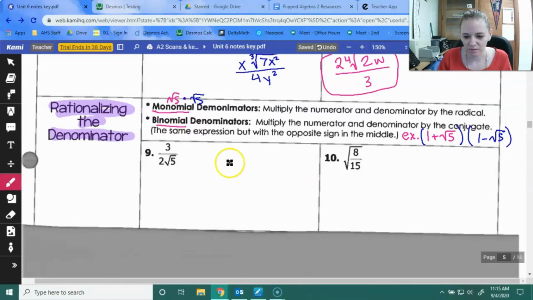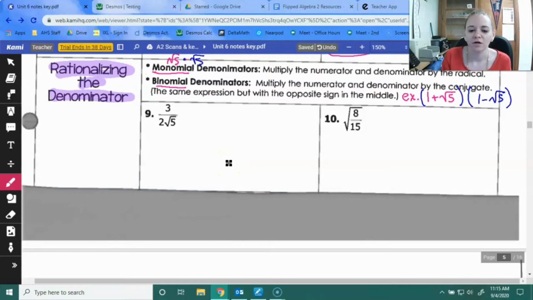Alright, let's get started. So number 9. Okay, just to review, rationalizing the denominator: no radicals in the denominator ever. That is improper, okay? It's improper to have a radical in the denominator, so the whole point of doing this is to get rid of it. All we're doing is making it look different.